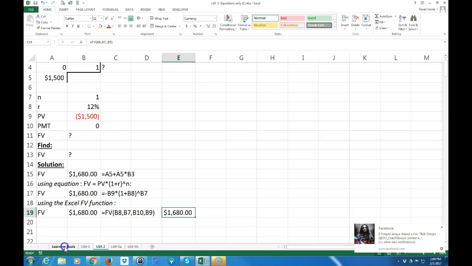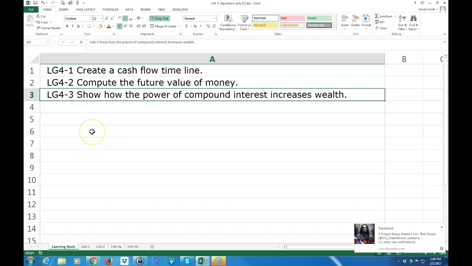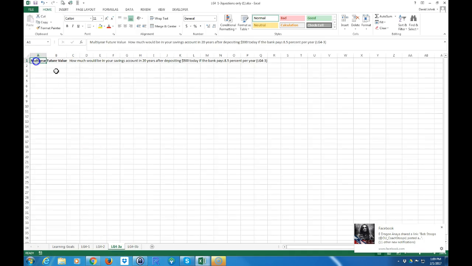So let's look at learning goal 3. Learning goal 3 is show the power of compound interest, how it increases wealth. Okay, so I have a problem here we can look at.